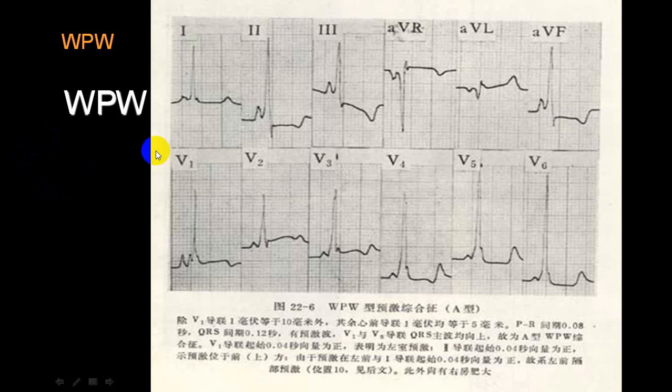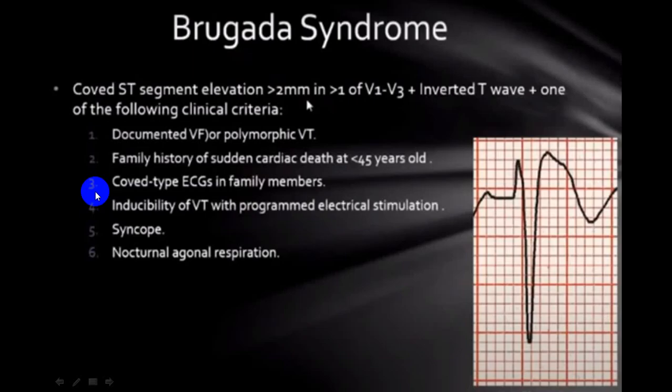atrioventricular re-entry tachycardia, we call AVRT, and that is a supraventricular tachycardia, and that is very, very common. Do look for this whenever you see a short PR interval with a broad QRS complex and there is a notch on the ascending limb.